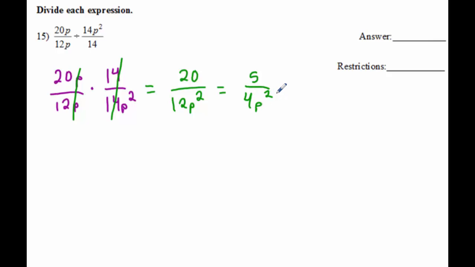I got 5 over 3. 5 over 3p squared. I was just testing you guys. 5 over 3p squared. That's our answer. And what can p not equal? 0.